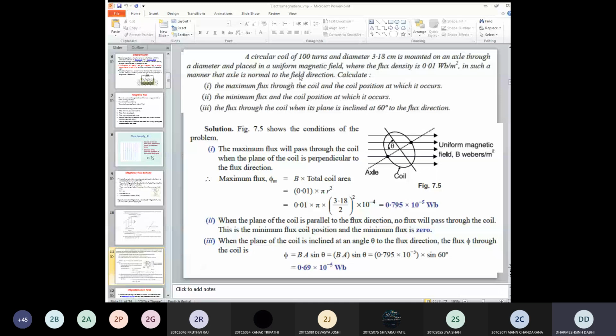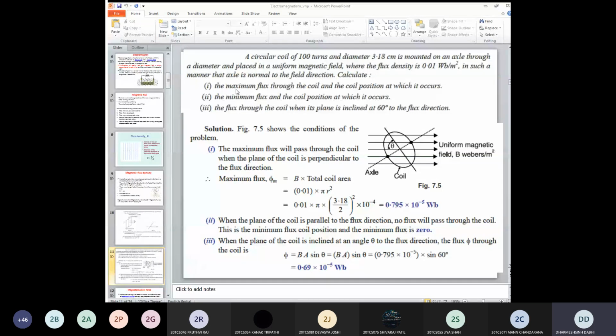Second is minimum flux. Minimum flux passes when the coil and the direction of flux are parallel. Clear? So minimum flux is how much? Zero, because angle theta is 0. So write down the second answer: when the plane of the coil is parallel to the flux direction, no flux will pass through the coil. So this is the minimum flux coil position, and minimum flux is 0.